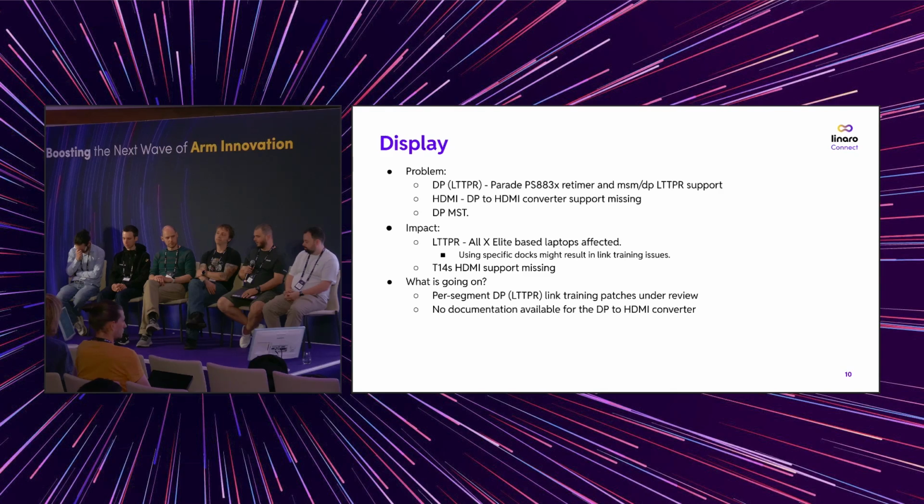And I guess the end goal would be to have per segment training. If you have 3 chained LTTPRs, it would be nice to train each segment from the source to the sink. So what's the status? Anyone looking at it? I think Alexander Svinarskis sent a patch to do the per segment link training. It's under review, and I think it's going to be merged soon. Thanks. Okay, so moving on.